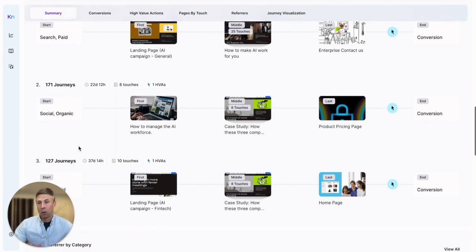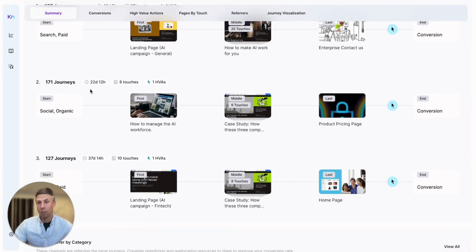Conversely, if we look at organic social, that makes up 171 journeys, but look at the duration, significantly shorter: 22 days, and it only takes 8 touches. And so you can look at this pathway and say, okay, people are coming in through organic social, they're going to this piece of content, then they're viewing 6 other pieces of content or other pages before they're getting to a product pricing page and then converting. And so this becomes essentially a golden pathway, because you're converting a high number of people in a really short period of time. And once you identify those golden pathways, of course, you can optimize around them and find different ways of driving people into those pathways, getting people to convert sooner, and so on and so forth.